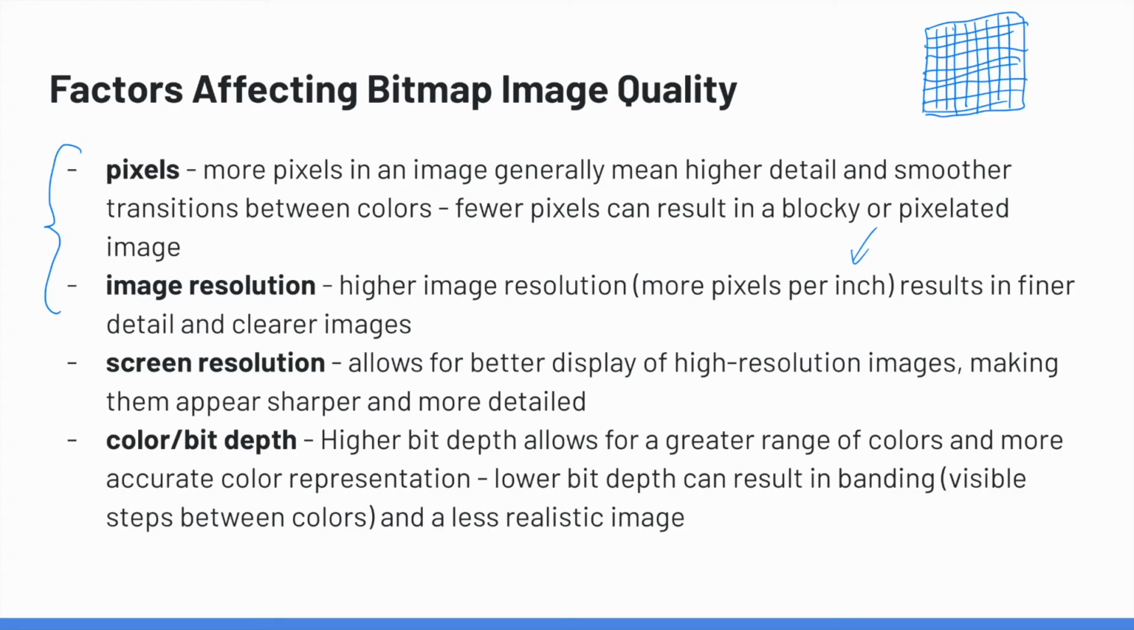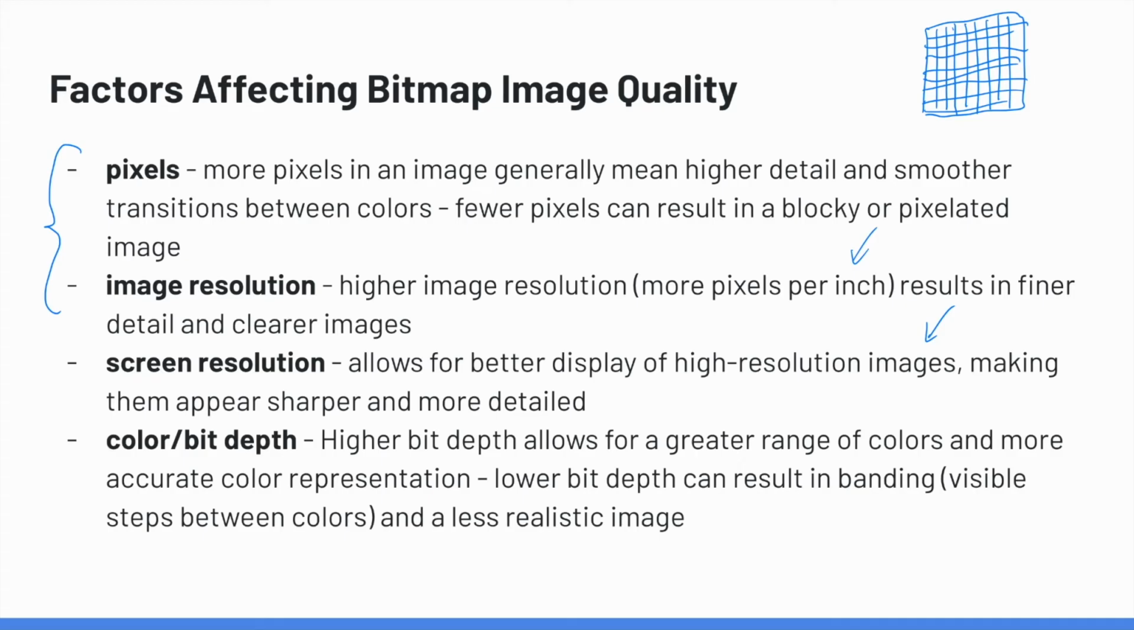Now, regardless of the resolution of an image, if we don't have a screen resolution that at least matches or exceeds that, it doesn't really matter. So in order to be able to display images of a high image resolution with a lot of pixels per inch, we also need a screen with a resolution of that many or more pixels per inch. This allows for the display of sharper and more detailed images, similar to what we talked about before.